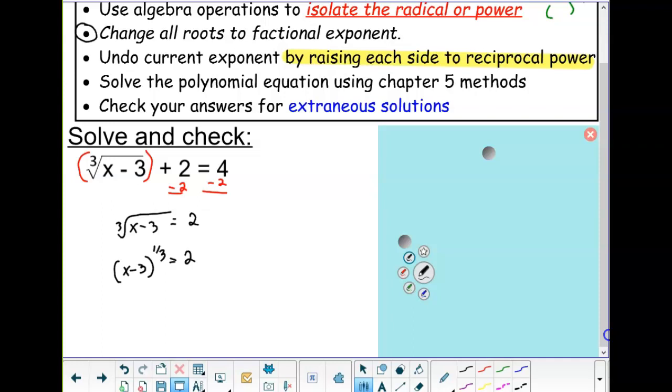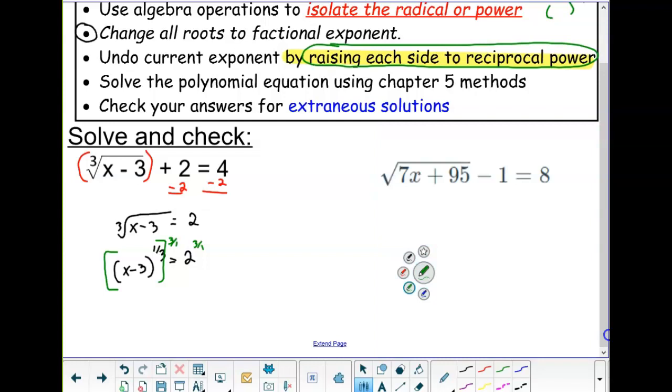So the cube root is the same as the 1/3 power. All right, we saw that in the warm-up today. So now, how do I get rid of the 1/3 power? We're going to undo fractional exponents by raising each side to the reciprocal power. So right now it's the 1/3 power. We're going to raise it to the 3/1 power. But if I do it to one side, I have to do it to the other. And then we're going to look at why this works.